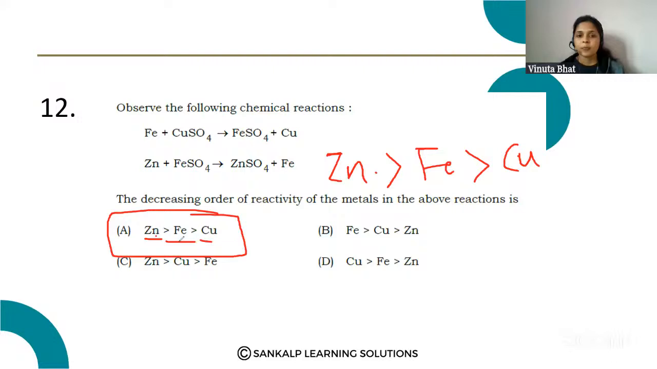Zinc, iron, copper. That is the decreasing order: zinc is highest, then iron, which is less than zinc, then copper, which is less than iron. So like this, decreasing order. Okay, so option A is the correct answer.